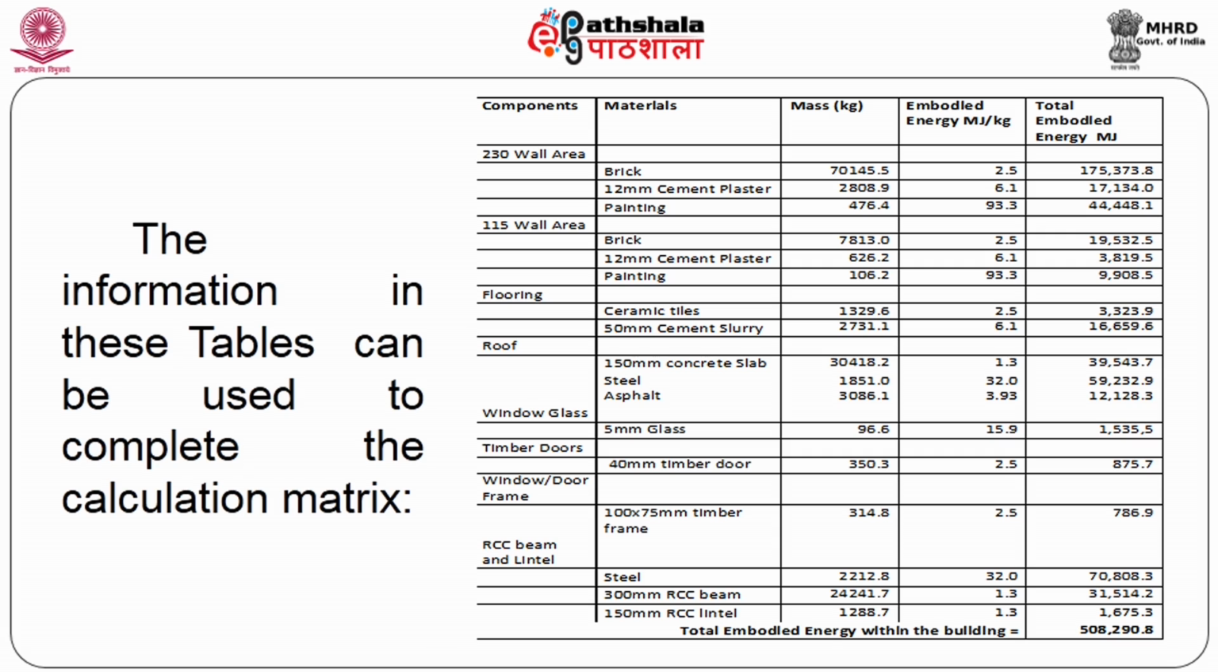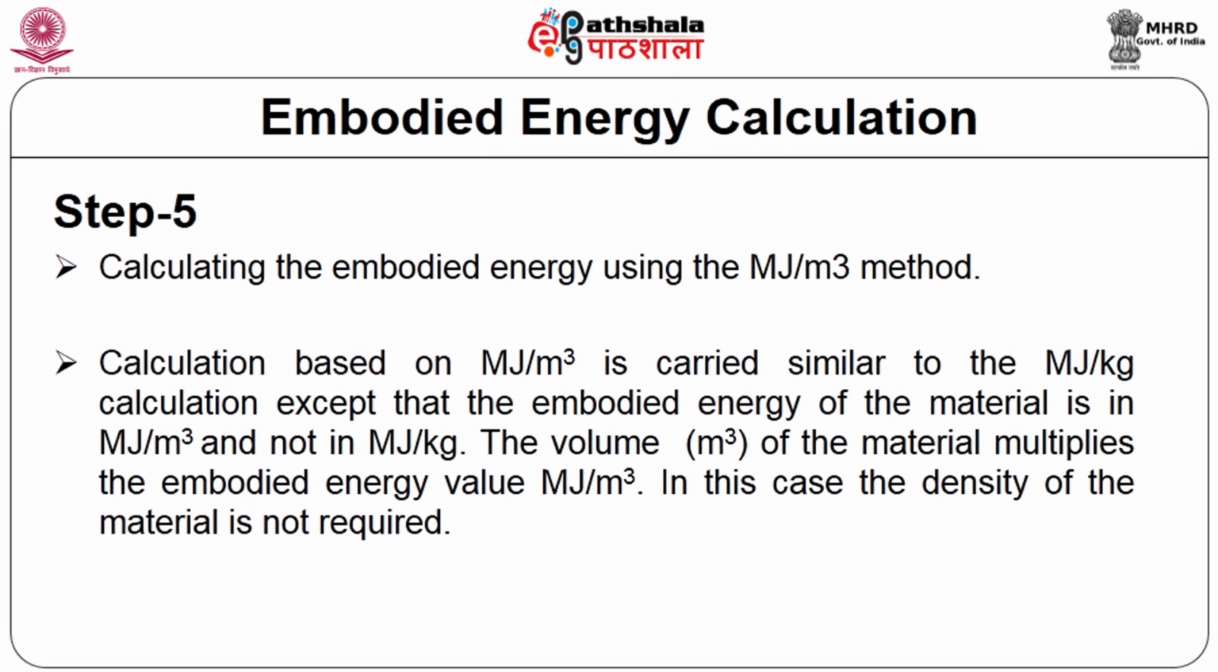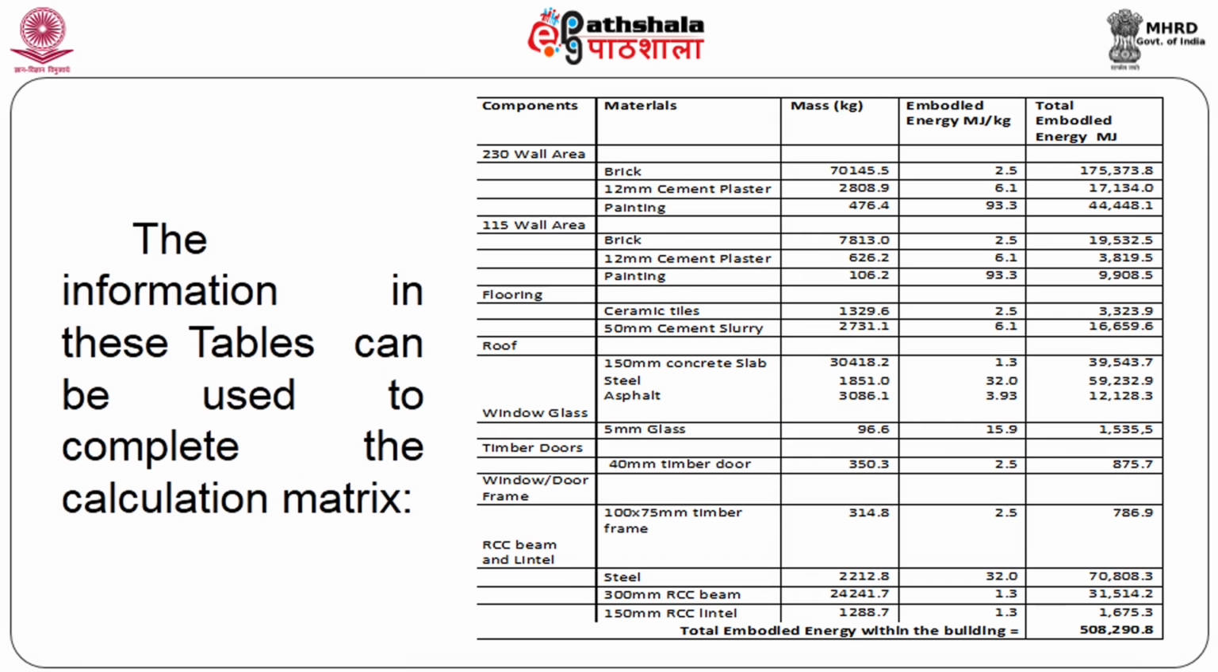Now this value, if you just look at it overall, doesn't make any sense. So how do you compare it? What do you need to do? In the further slides, we'll tell you what to do. Before that, we'll do one more step, which is step 5, which we calculate using megajoules per meter cube. As you know, there was a table before which had megajoules per kg values written for each material, and megajoules per meter cube.